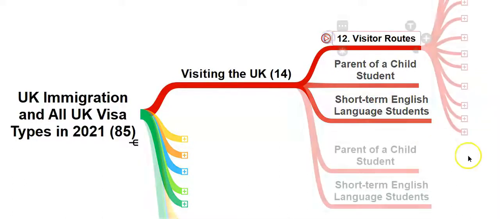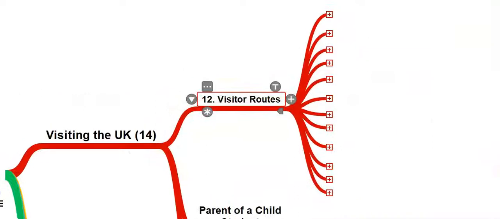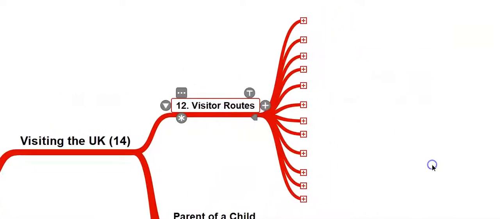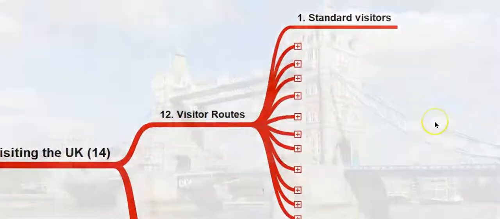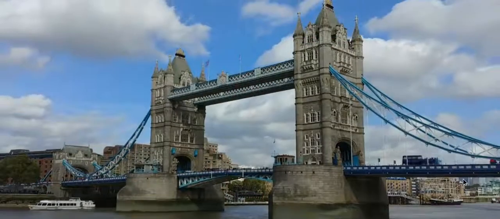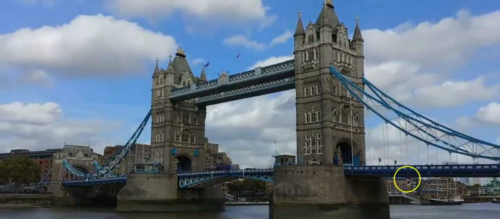There are 12 types of visitor routes, and I would like to go through them with you one by one. The first one is the standard visitor. This route is for those who would like to travel to the UK as tourists. And this route is also for those who would like to visit their family members, but they want to do so on a very short term basis. Usually they can remain in this capacity for up to 6 months.